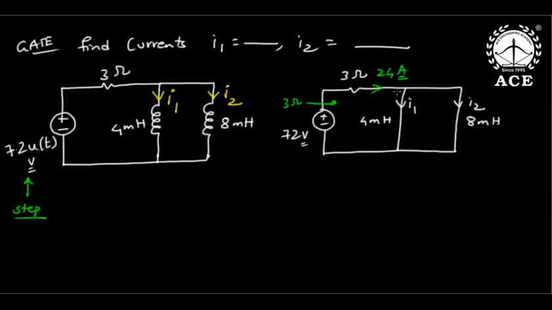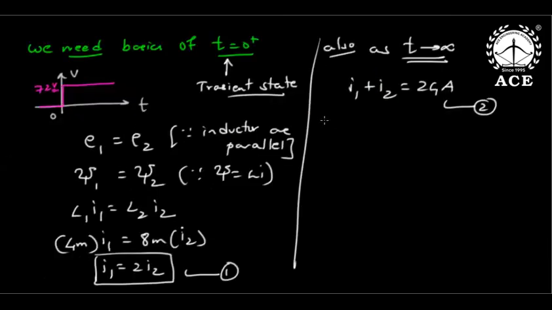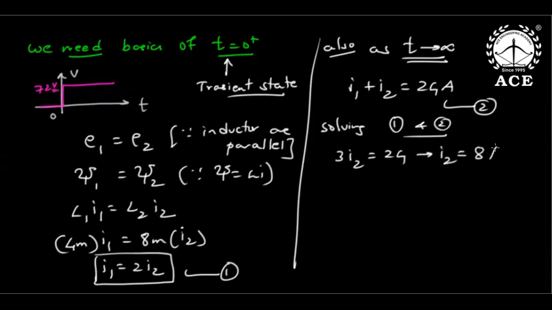However, in steady state, if you apply KCL, I1 plus I2 should be 24. So solving 1 and 2, if you substitute, 3I2 equals 24, I2 equals 8 amperes, and I1 equals 16 amperes. That is the final answer.